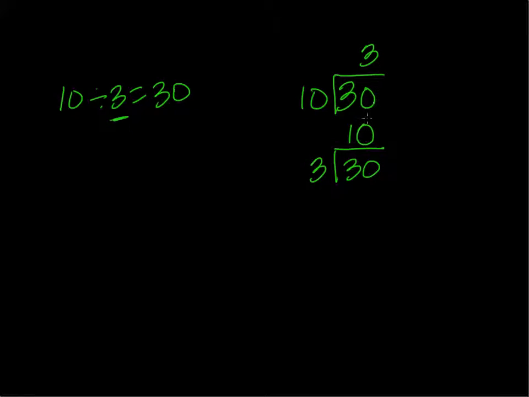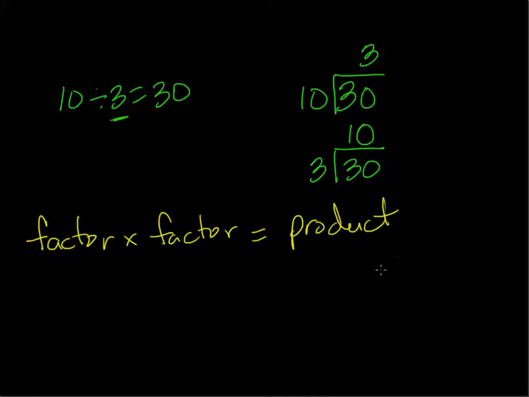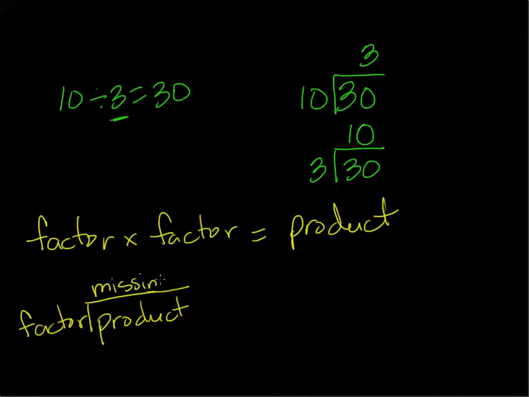Now, without using numbers, what this basically means is that if we had a multiplication problem where we have two factors, we're going to get a product. If we were to do the inverse, or divide, now this product is going to be the number that we're dividing. One of the factors is going to be the divisor, and that missing factor is going to be our quotient.